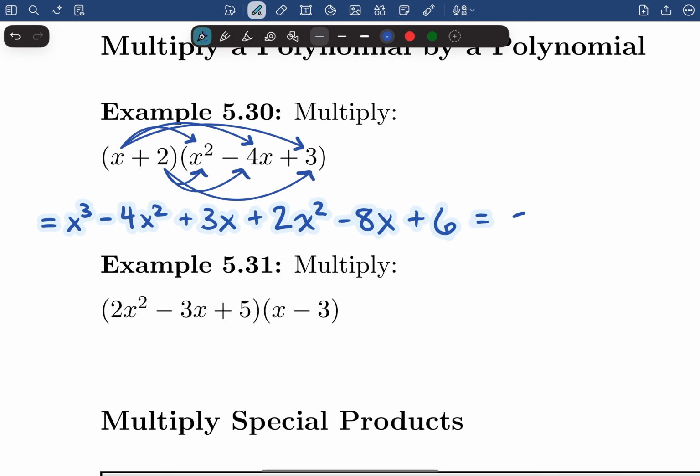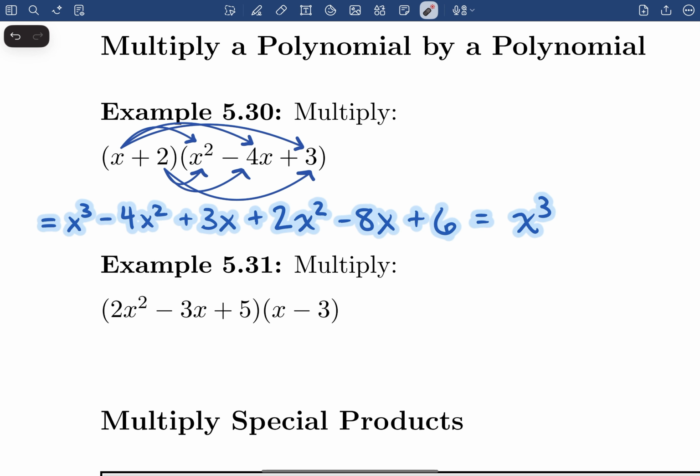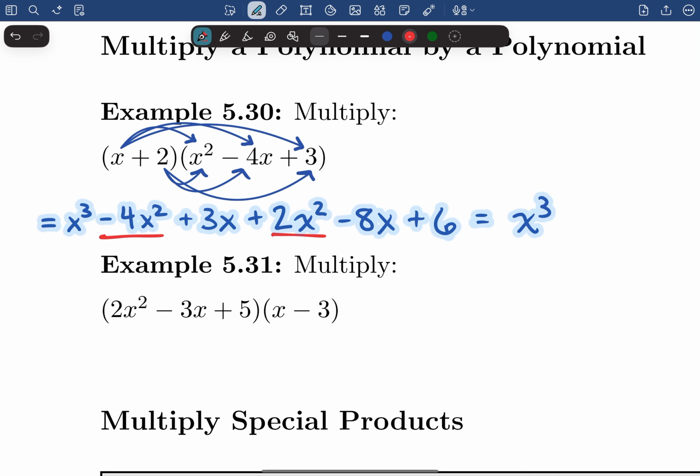So let's combine them. First, I have the x cubed term. You'll see the only term that had x cubed was this one, so there are no like terms with it. But negative 4x squared plus 2x squared gives me a negative 2x squared.